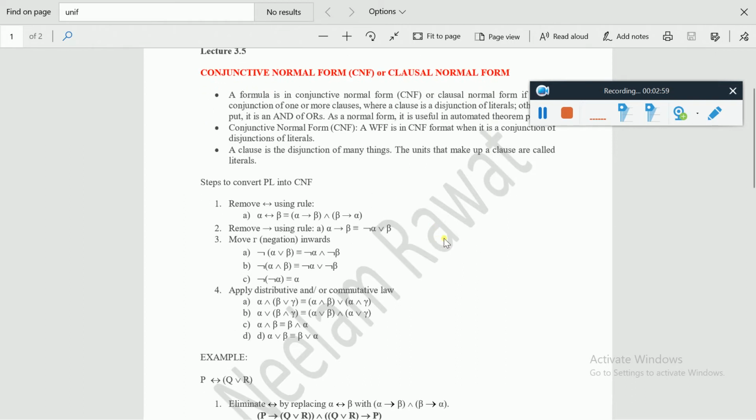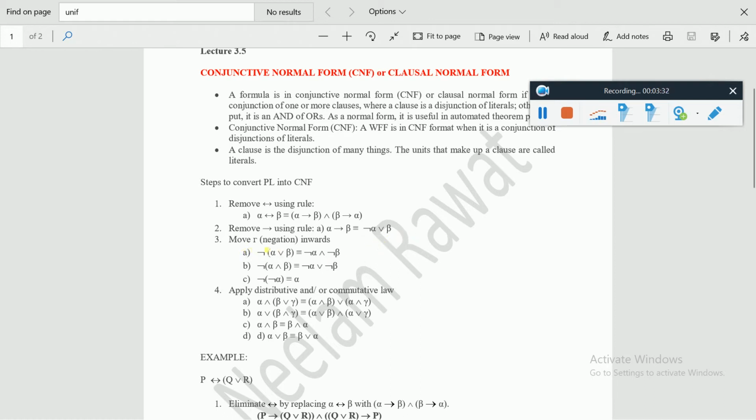The first step, we need to remove the biconditional symbol by using the formula: if alpha biconditional beta, then it is equivalent to alpha implies beta and beta implies alpha. The step number 2, I need to remove the implication by using alpha implies beta is logically equivalent to not alpha or beta.